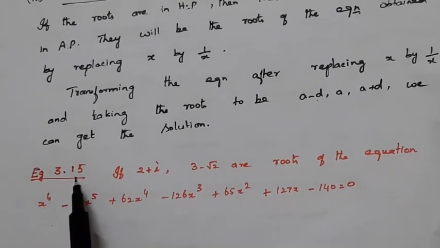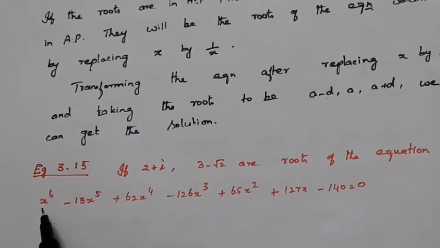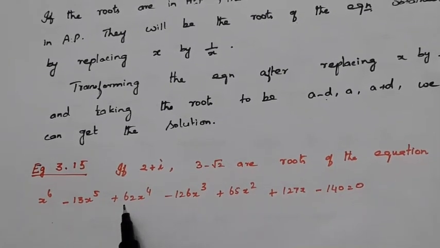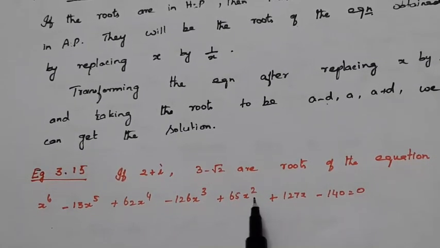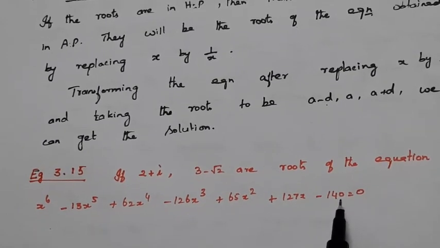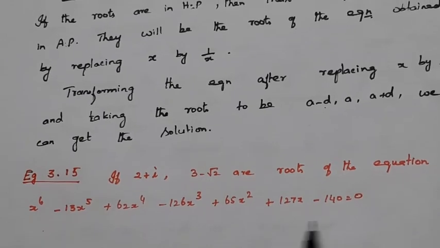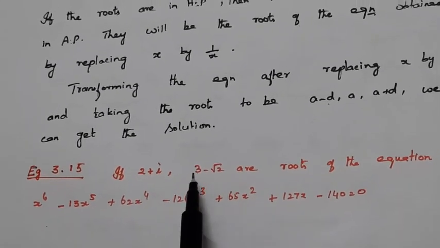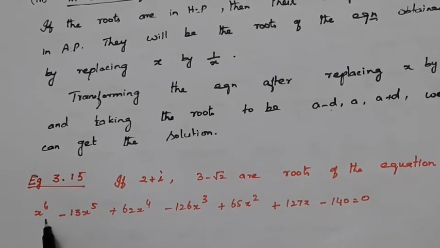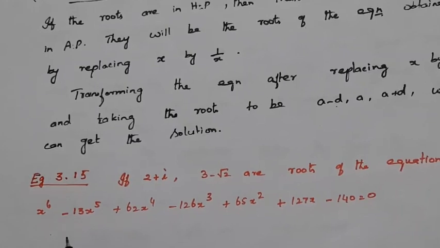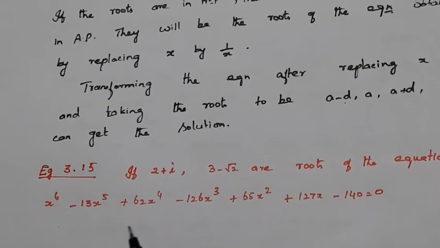So example 3.15. If 2 plus i and 3 minus root 2 are the roots of the equation x power 6 minus 13 x power 5 plus 62 x power 4 minus 126 x cube plus 65 x squared plus 127 x minus 140 equal to 0. See, given an equation of 6th degree and only two roots are given. So by using these two factors, it may be reduced to a quartic polynomial. And if it is reduced to a quadratic, it would be easy for us to find out the solution.